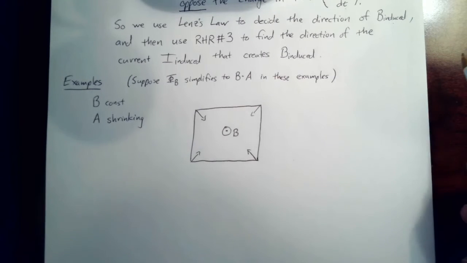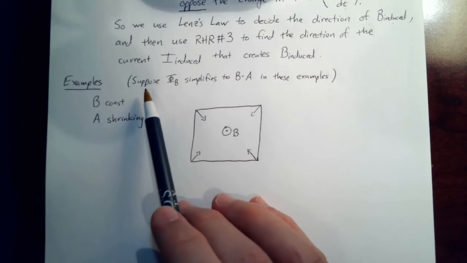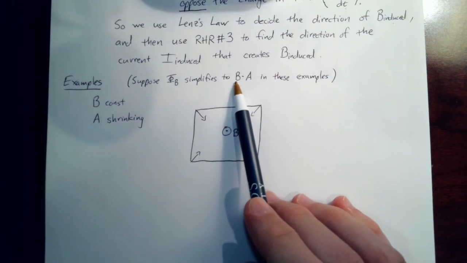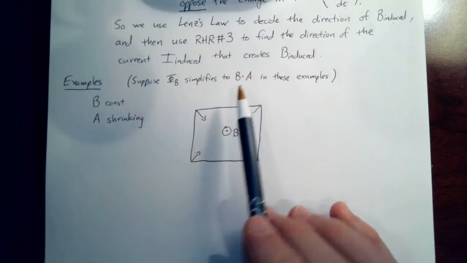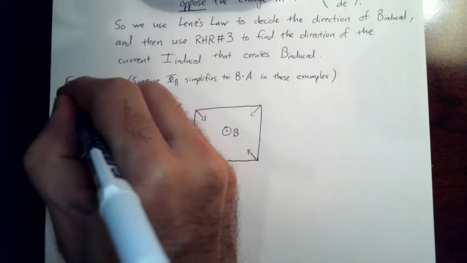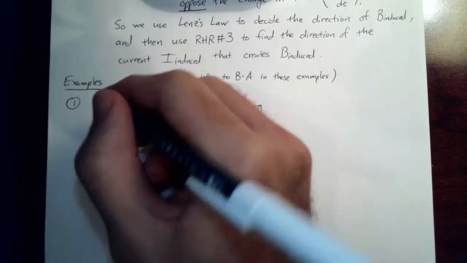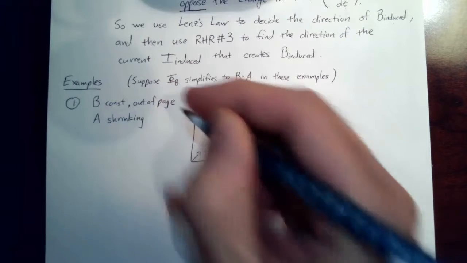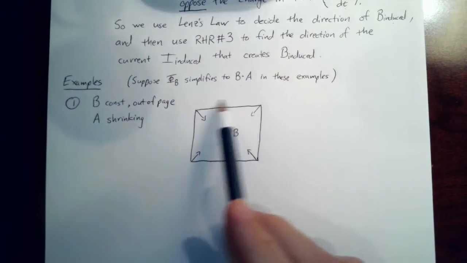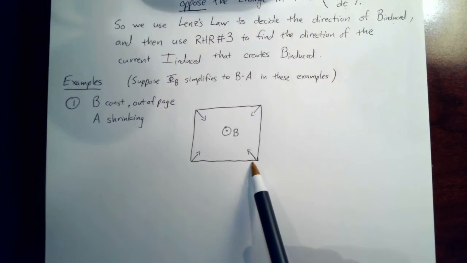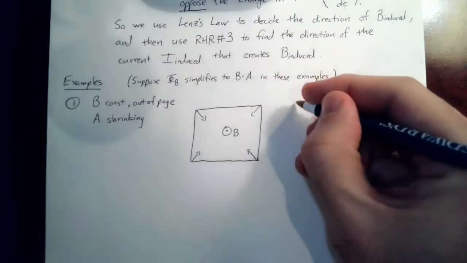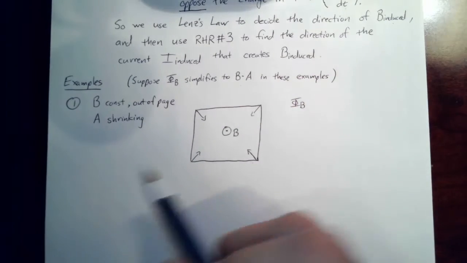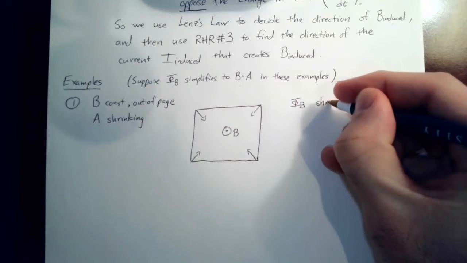Okay, so let's go through some examples. In all these examples, let's suppose that the flux simplifies to just B times A, the magnetic field times the area. For example number 1, say I have a constant magnetic field coming out of the page, going through an area that is shrinking. So what's happening to the flux? Well, the flux is B times A. B is constant, A is shrinking, so the flux is shrinking.